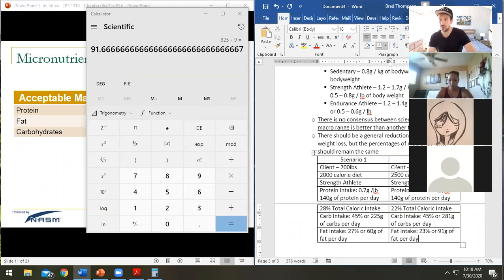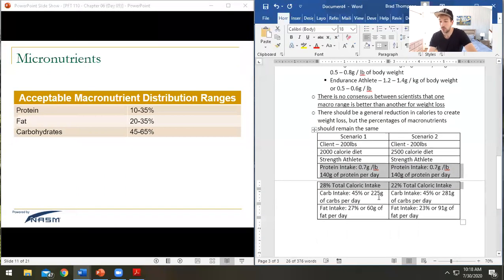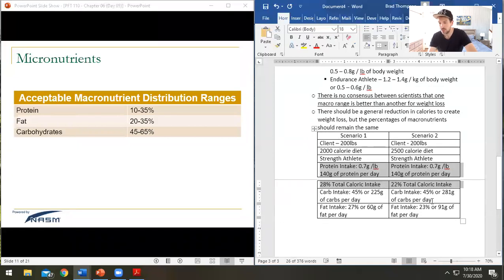So you can see both of these people had the same protein intake because they both weighed the same, but their carbs and fat intakes were ever so slightly different, right? If I chose the same carb intake, that meant that I had a lower fat diet over here and a higher fat diet over here. Both are good. Both of these diets are going to work. This person over here doesn't have as much of a caloric deficit as this person over here, so maybe this person's going to have faster weight loss results.